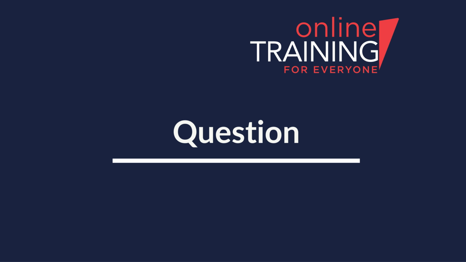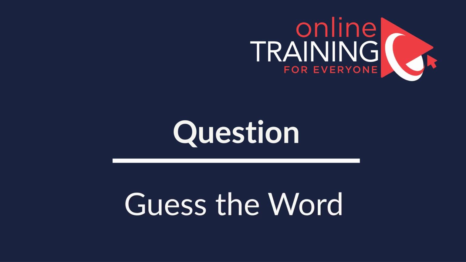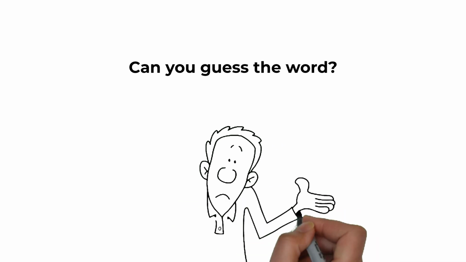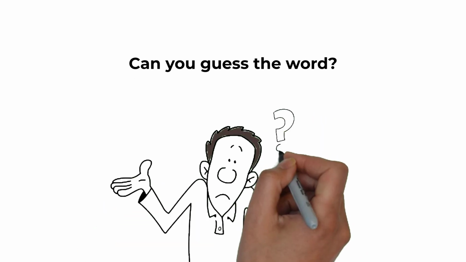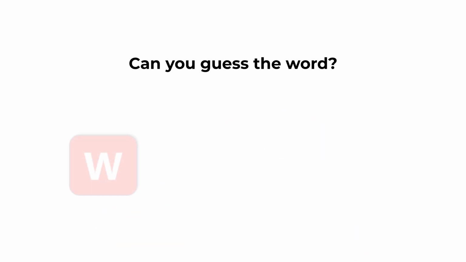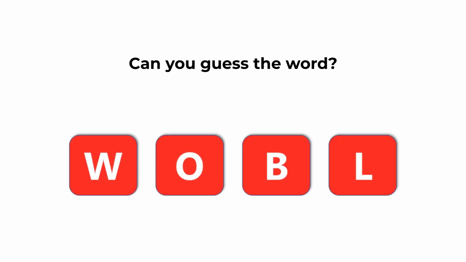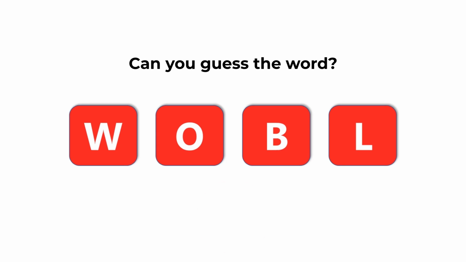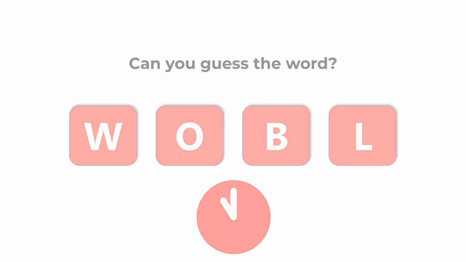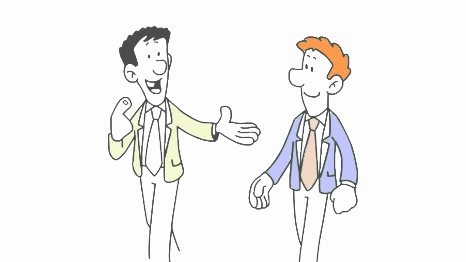Here's the cool question that you frequently get on the test. You're presented with 4 different letters, and you need to guess the word using all the letters presented. The letters we have are W, O, B, and L. Can you guess the word? Give yourself 10 to 15 seconds to see if you can come up with the answer. Ready or not, let's go ahead and reveal the solution.